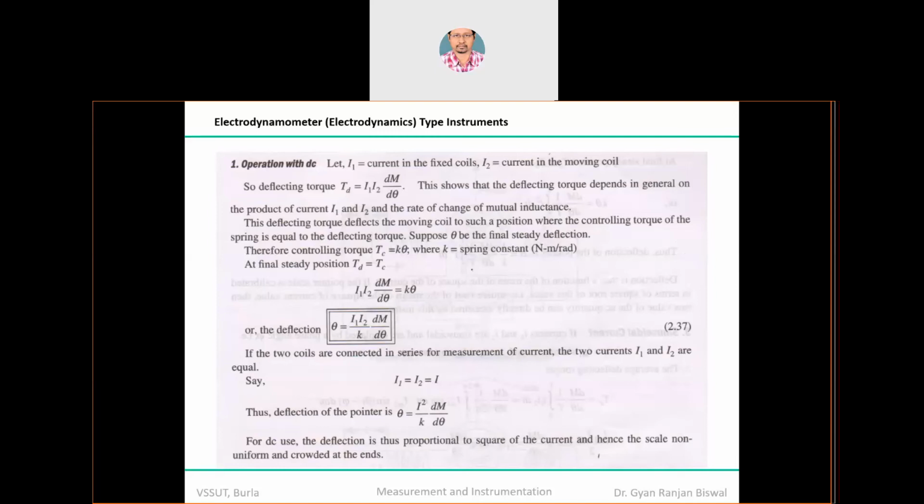It should be proportional to theta. So let us assume that the controlling torque Tc is equal to K into theta. Therefore, theta is proportional to I1 I2 upon K, dM by d theta.